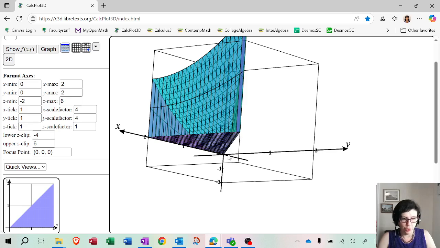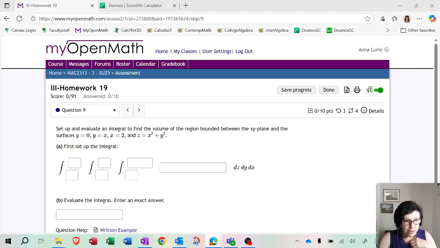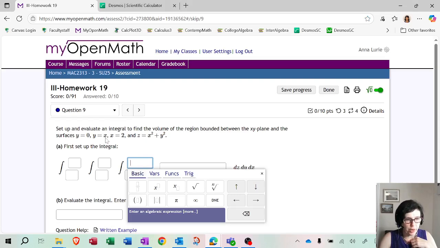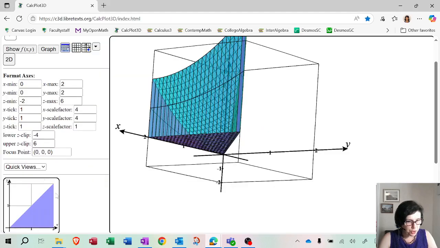projection of the solid onto the xy plane. You can see that that's a triangle, right? And where does this triangle come from? Well, they tell you y equals x. They gave you these limits: y equals 0, y equals x, x equals 2. What does that look like? So this is the triangle right there.